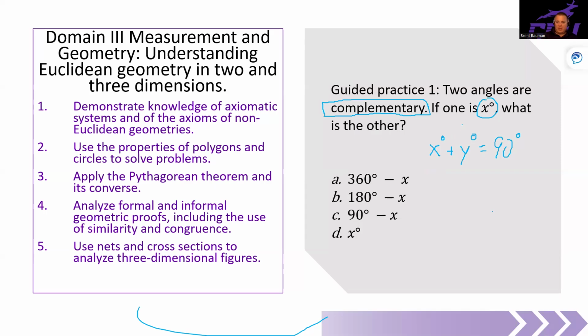So if we're trying to find y, then we solve for y. We would subtract x degrees over, and we get y equals 90 degrees minus x degrees. So that would give us c. So again, going through and remembering complementary, supplementary, those types of things, being able to set up equations and solve equations, dealing with the information you're given.